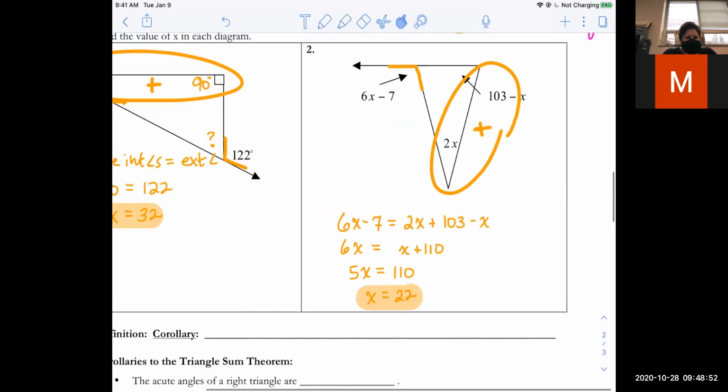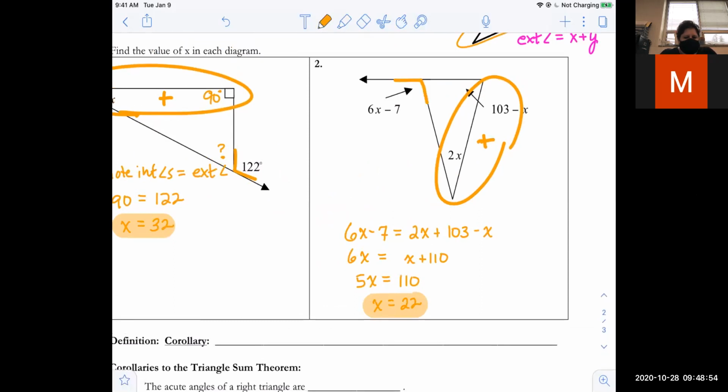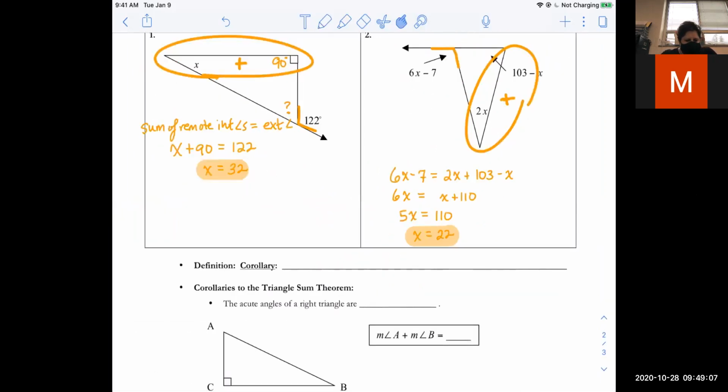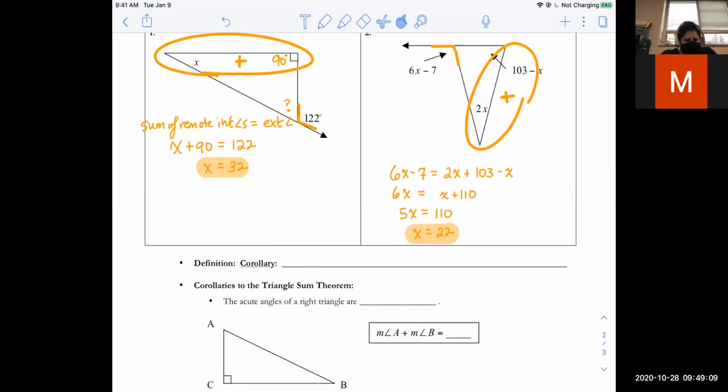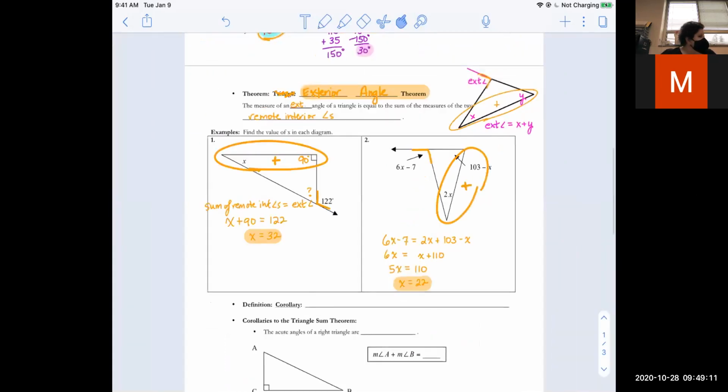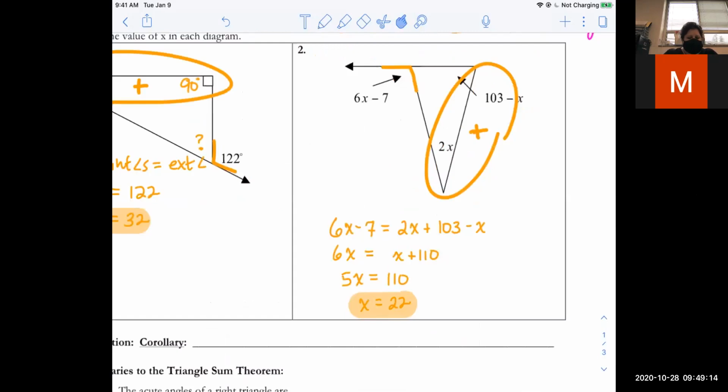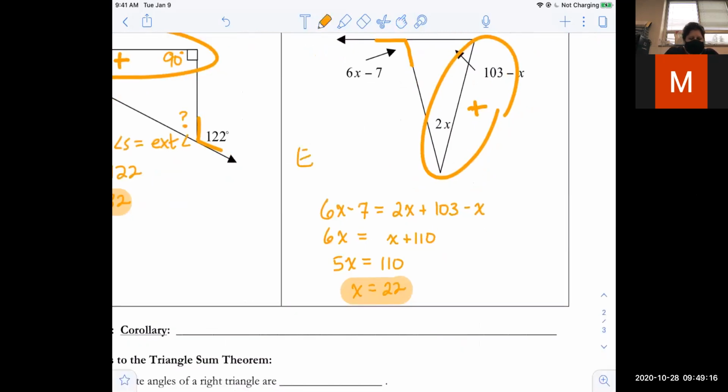Okay, so do not be trying to figure out this angle in here. When there are x's in the problem, you really want to be using the exterior angle theorem. The exterior angle is the sum of the two remote interiors. This is the exterior angle theorem. Okay, a corollary.